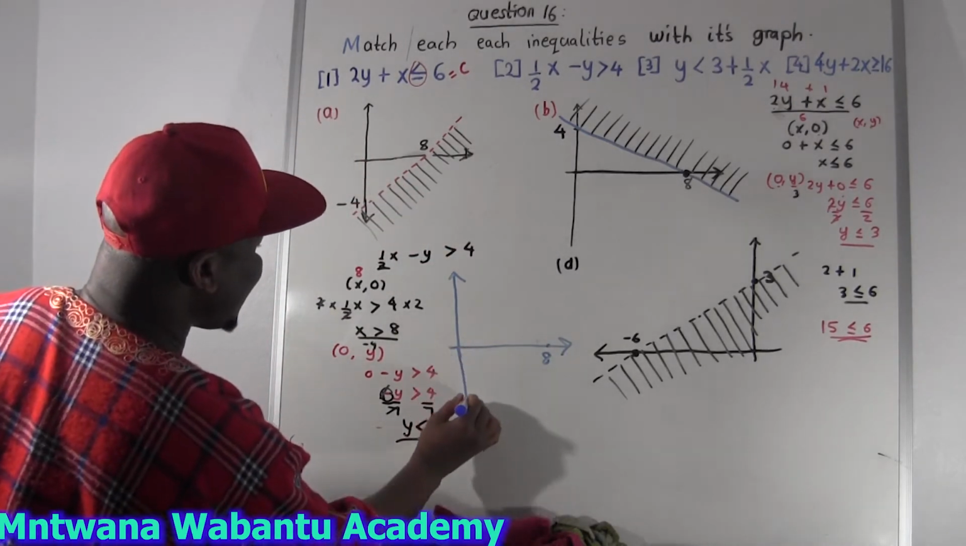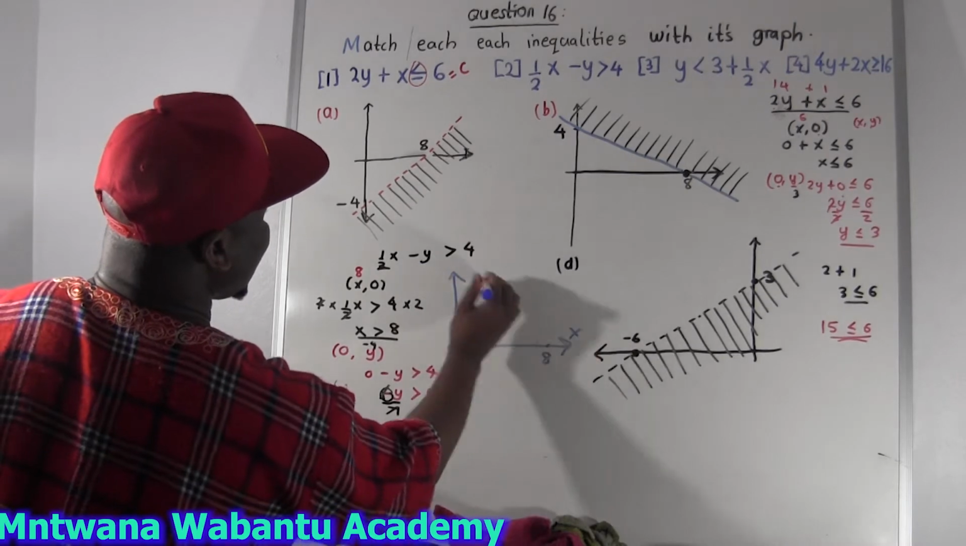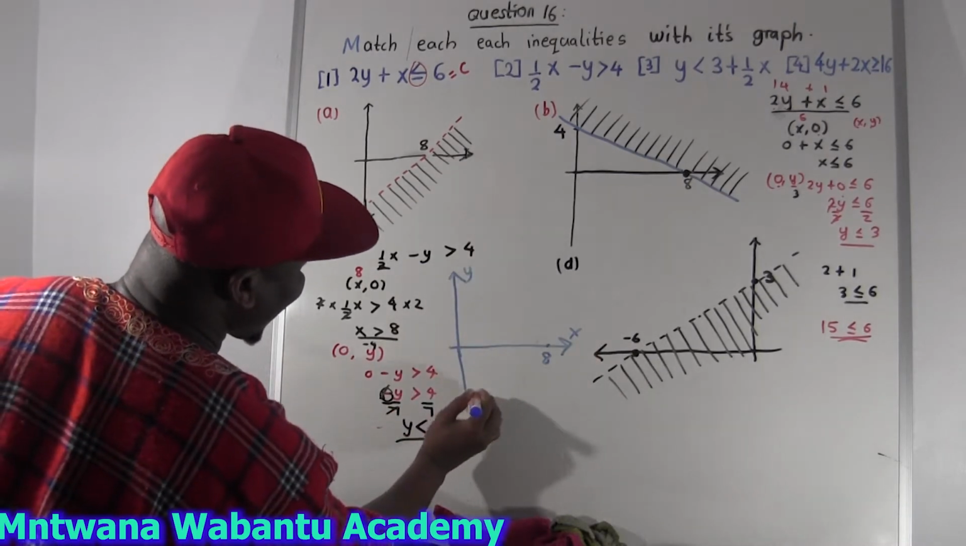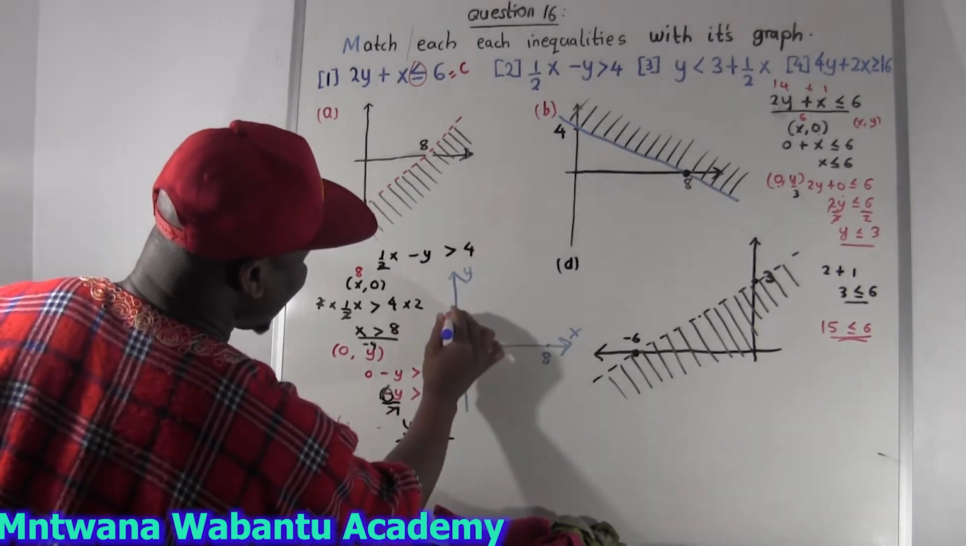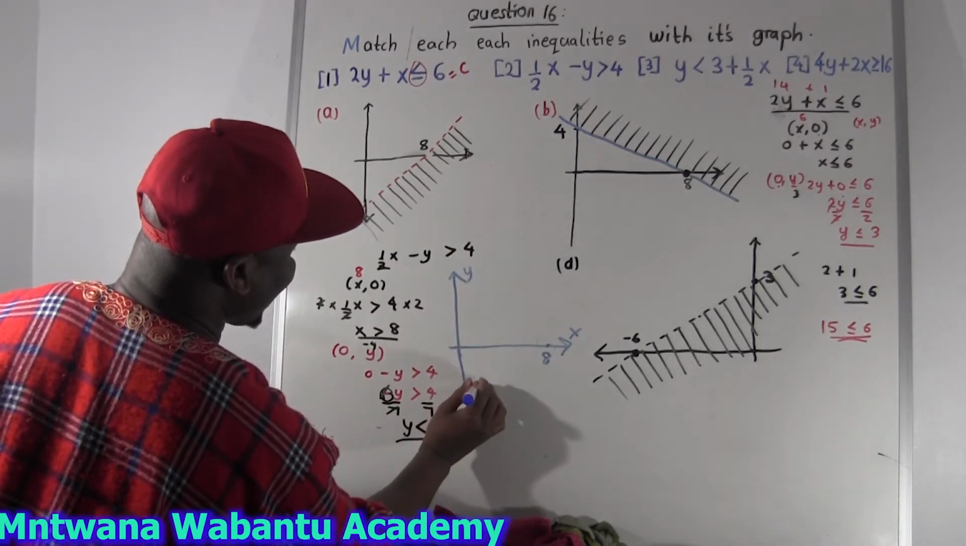So this is the y-axis, this is the x-axis. So y equal to negative 4 means somewhere here. Let's say this is positive y, negative 4 is somewhere here.